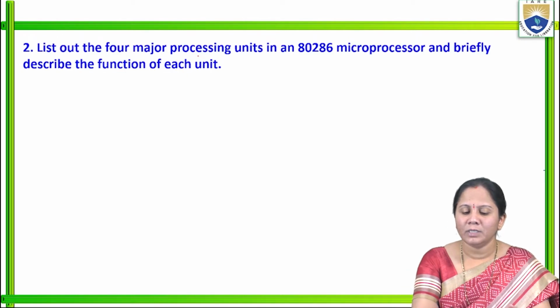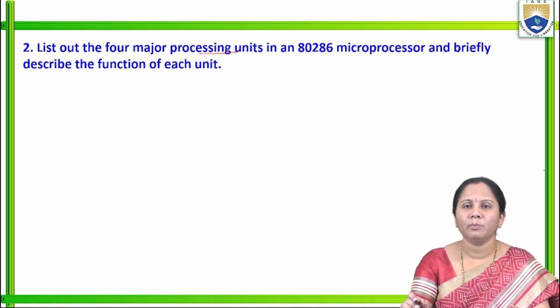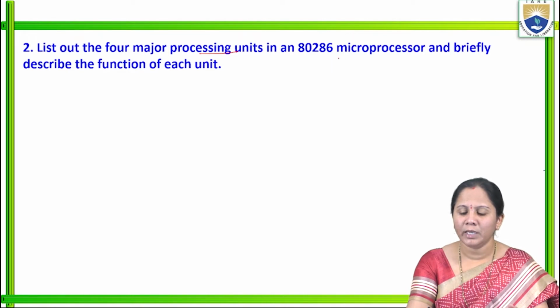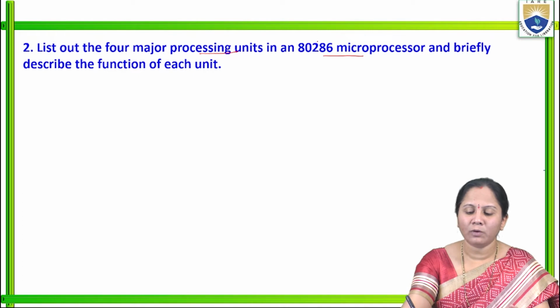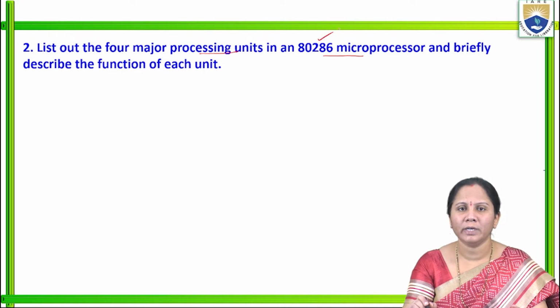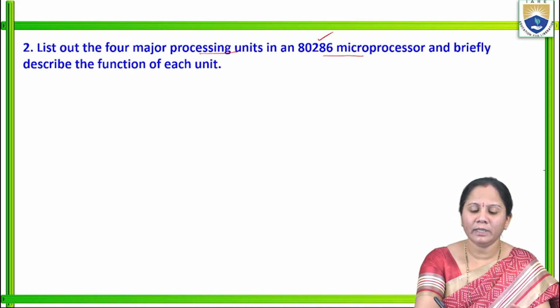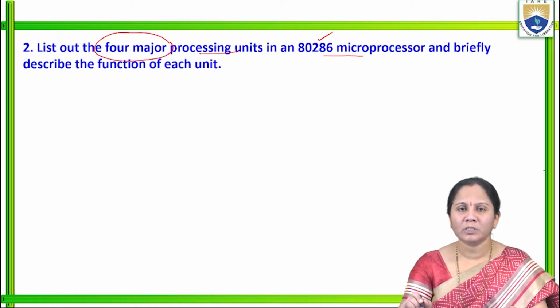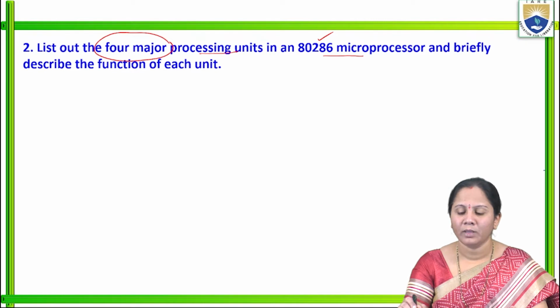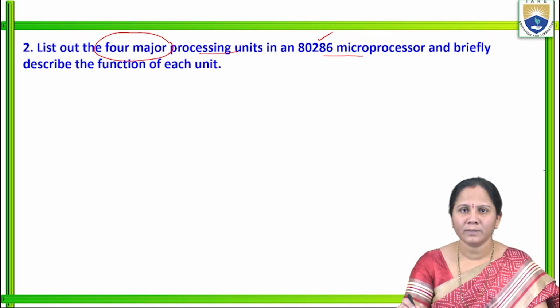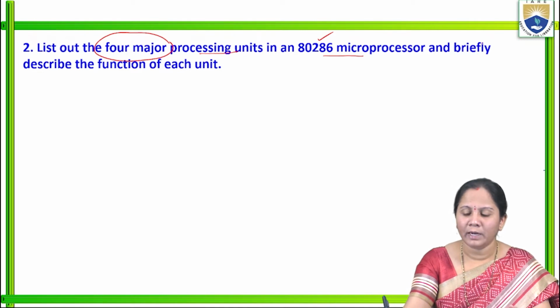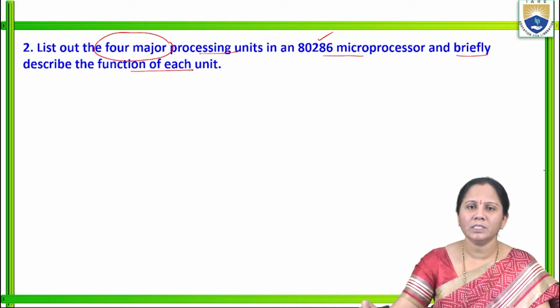And so, list out the 4 major processing units in 80286 microprocessor. So here we have to draw the architecture of 80286, and we have to clearly indicate what are the 4 major processing units. So in 80286 architecture, we have 4 important blocks. We have to draw that, and then we have to clearly describe the function of each unit.